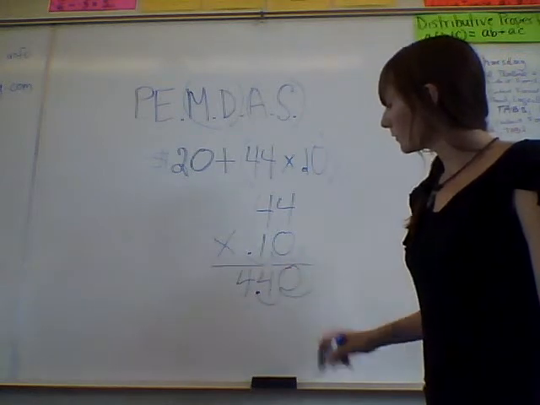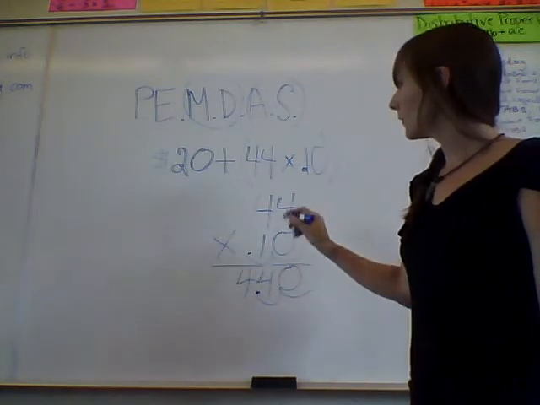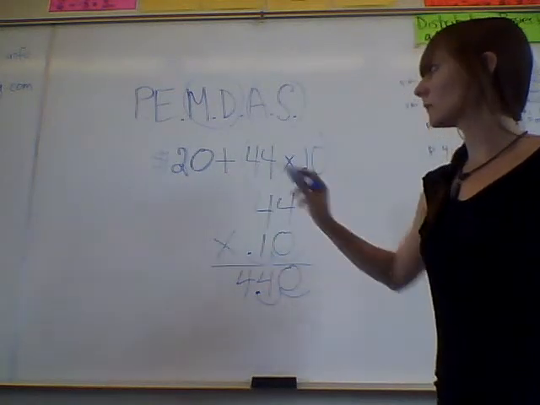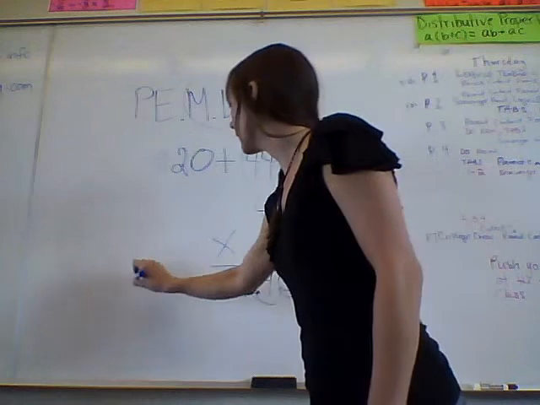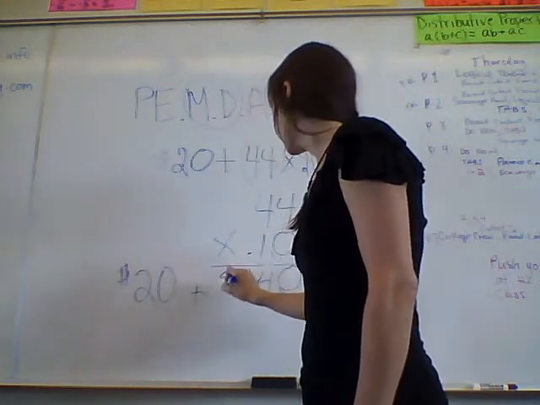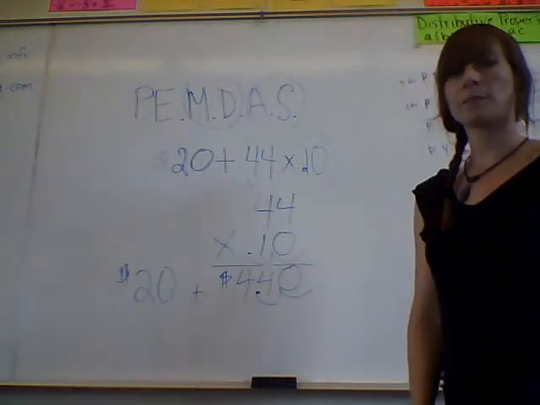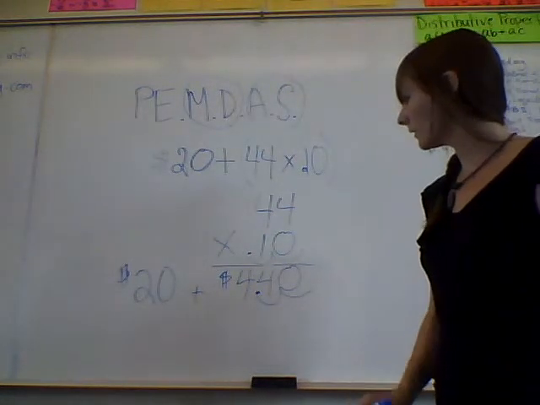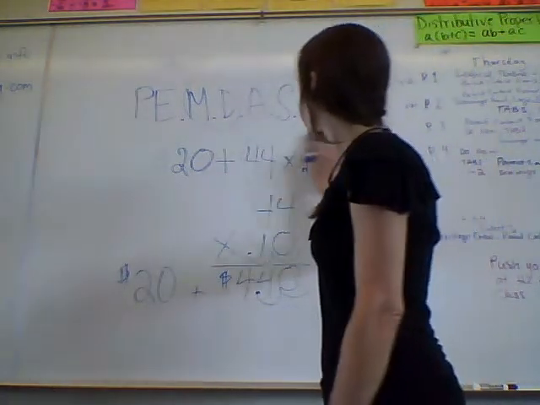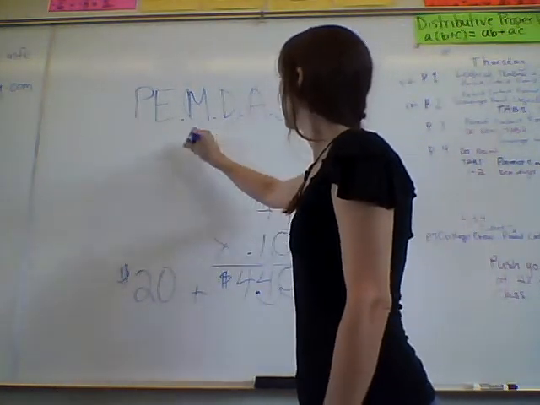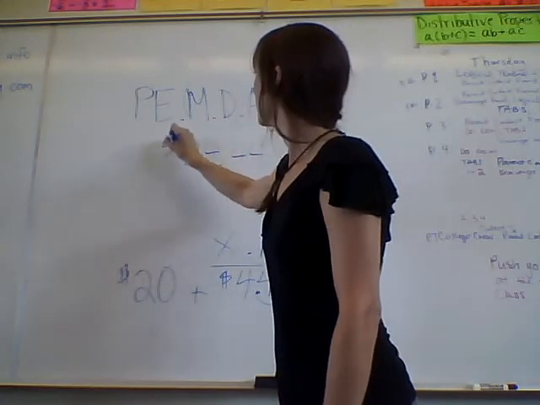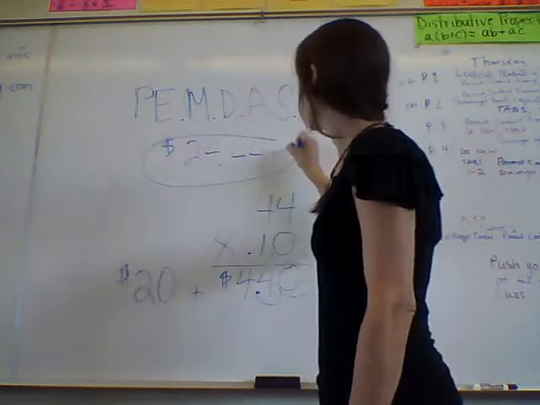Okay, so that's $4.40. Now, the rest of this numerical expression is $20 plus. So I'm going to bring that down, $20 plus $4.40. You can probably do that in your head. $20 plus $4.40 is $24.40. And that's how much it would cost per month.